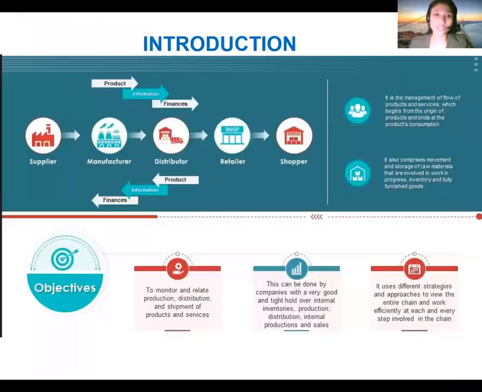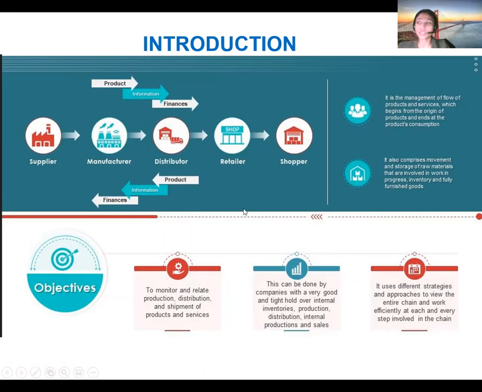So the introduction: the objective is to monitor and relate production, distribution, and shipment of products and services. This can be done by companies with tight control over internal inventories, production, distribution, and sales. It uses different strategies and approaches to view the entire chain and work efficiently at each and every step involved in the chain.